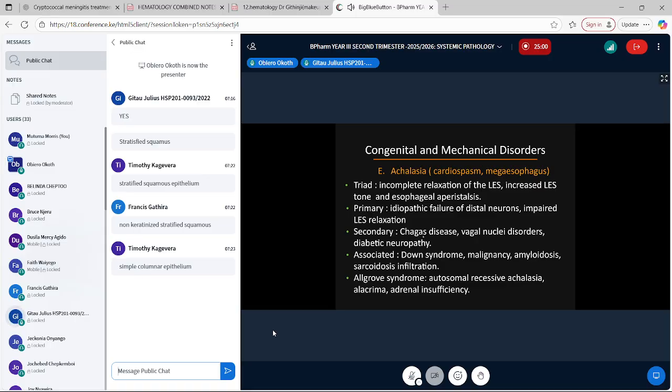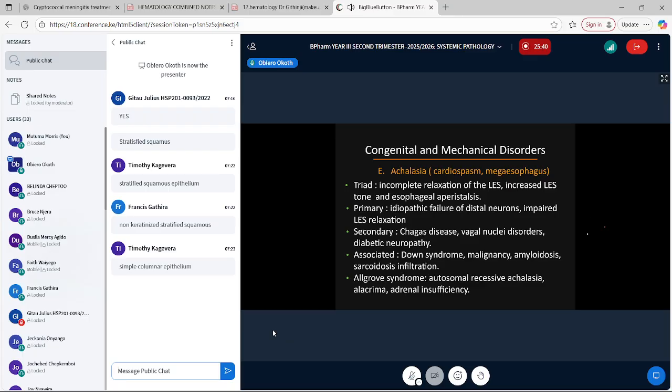Chagas disease is the South American one. What I remember is a protozoan disease caused by Trypanosoma cruzi. Yes, Gitav. This is Trypanosoma cruzi. This is the South American trypanosomiasis. And it causes damage to the neurons of the heart. It also causes damage to the neurons in the esophagus.